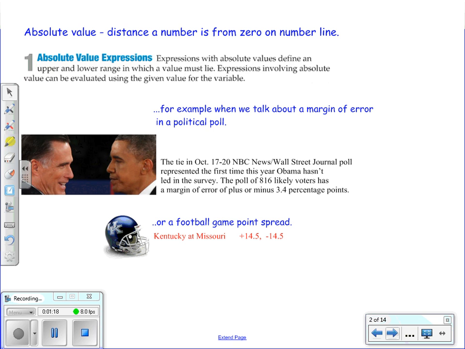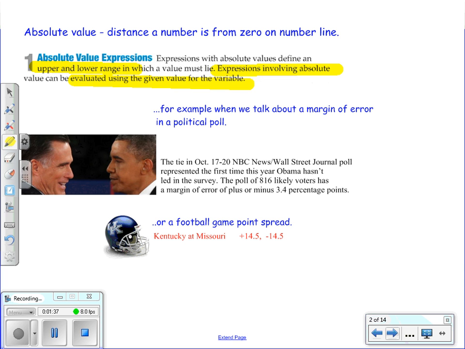So to solve an expression using absolute value, all you're going to do is substitute in the value for the given variable. That's not going to be very complicated. We'll do those in just a second. And the expressions define, like we said, the upper and lower range in which a number may lie.